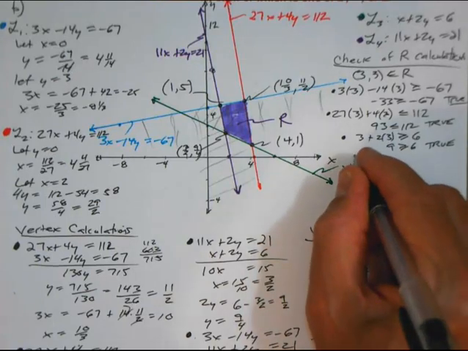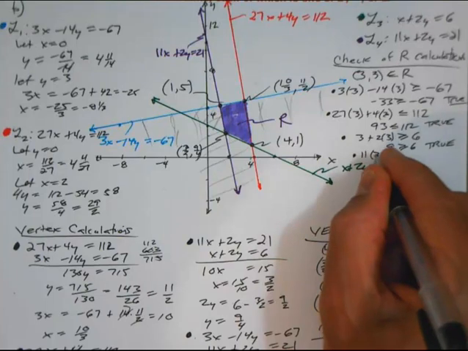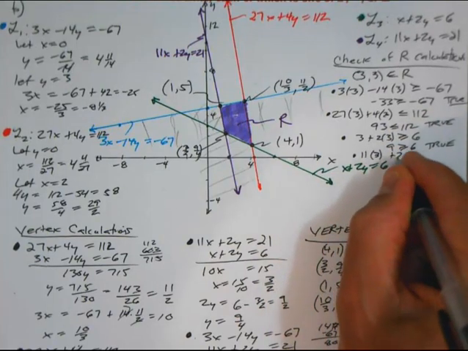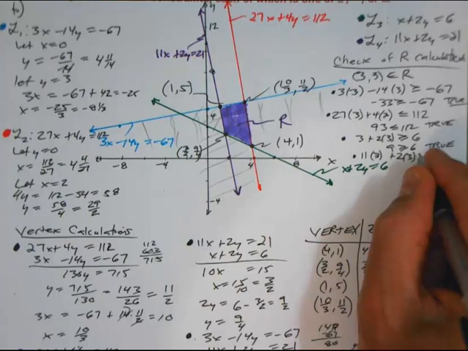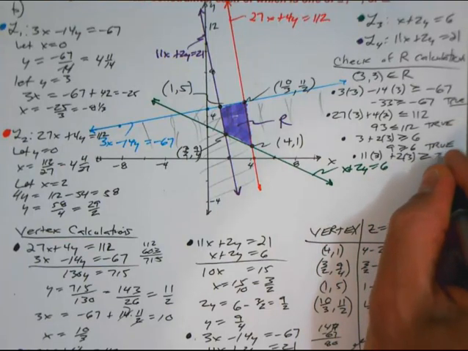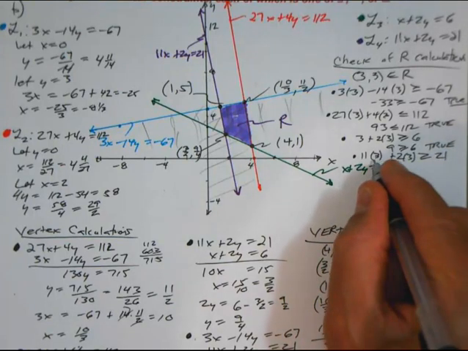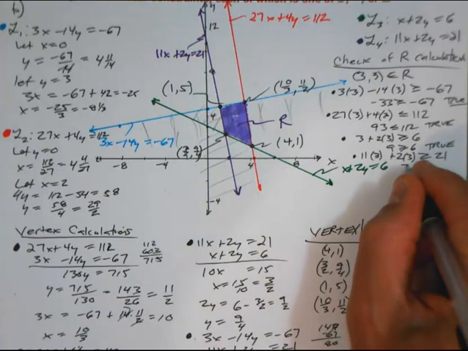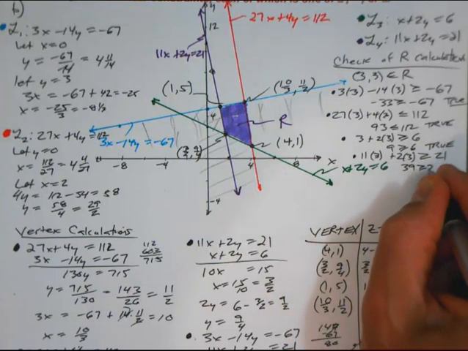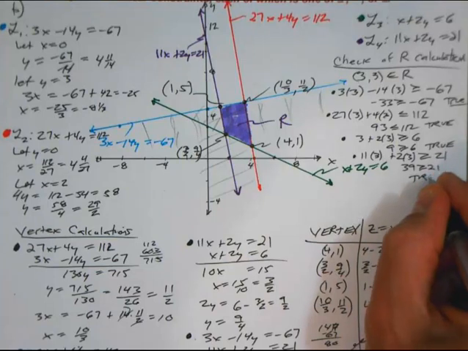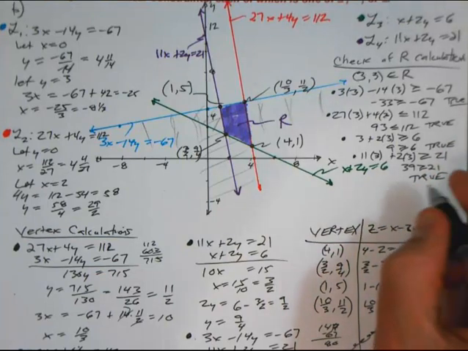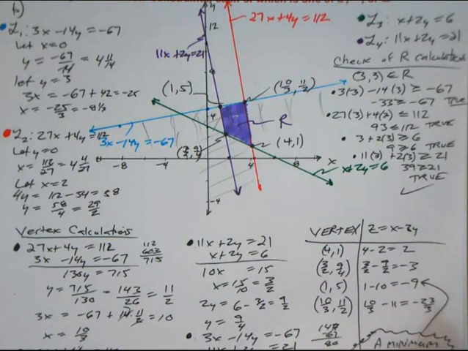Alright, last inequality to be checking. 11 times 3 for x, plus 2 times 3 for y. How about that, greater than or equal to 21? There's 33, there's 6 more, that's 39, greater than or equal to 21. That's true. Okay, so this gives us a check on R. The region R appears at least to be correctly graphed, so that's in order.